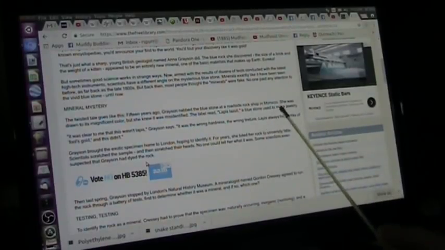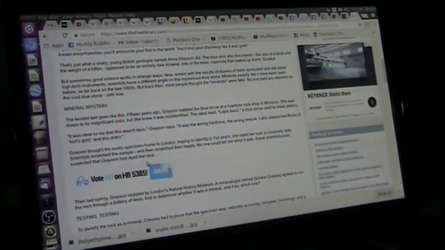Fifteen years ago, Grayson, who I did try to contact, nabbed a blue stone at a roadside rock shop in Morocco. She was drawn to the magnificent color, but she knew it was misidentified. The label said it was lapis lazuli, a blue stone used to make jewelry, and she realized it was not, because she had familiarity with the names of these things, but what they were in reality, she apparently does not.